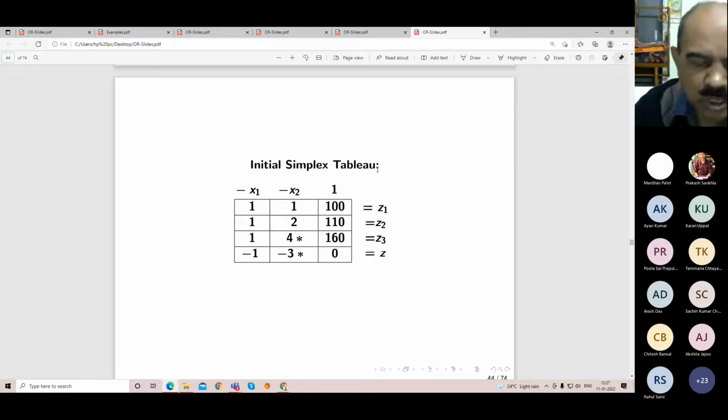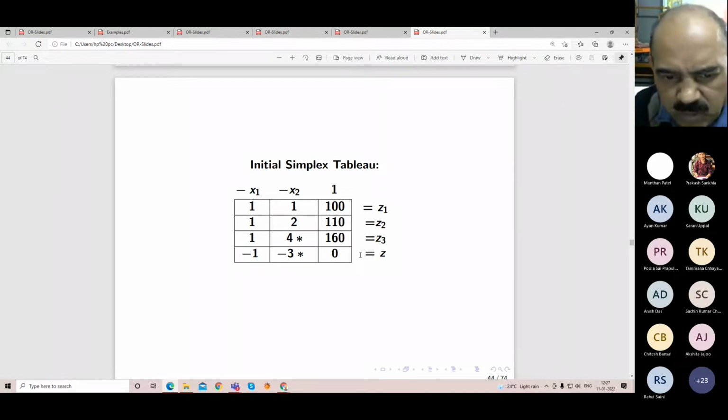You can now draw a similar table. Keep all the elements empty. Before that, I'm saying just analyze the last row of the simplex table.